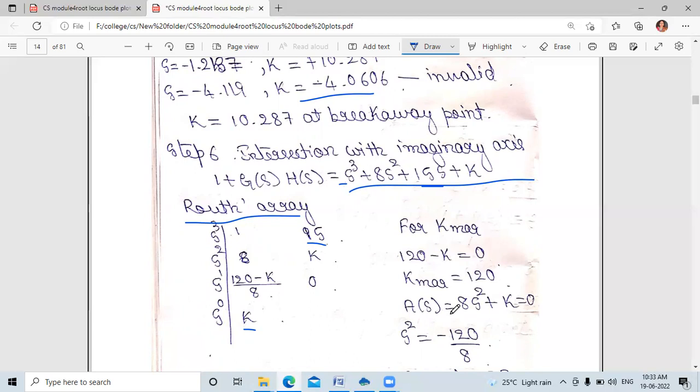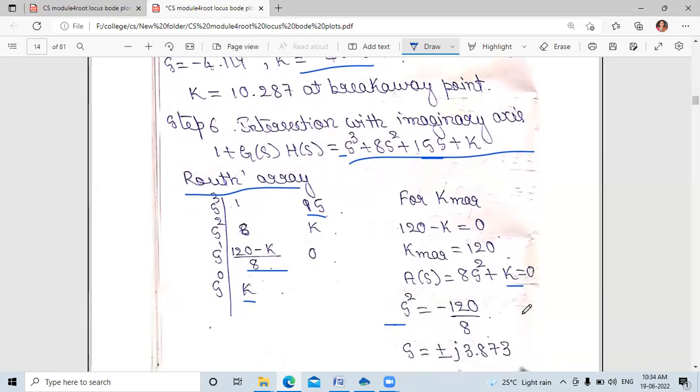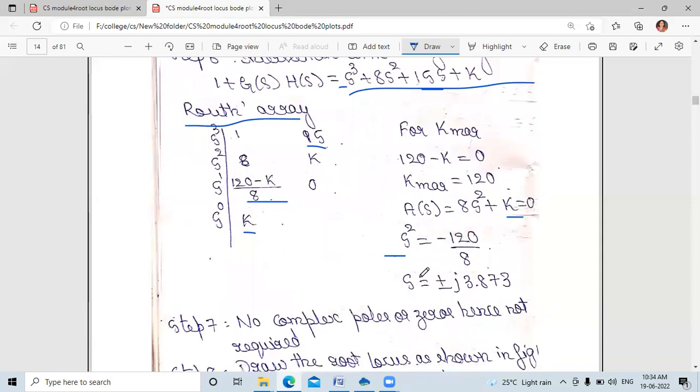So A(s) equals 8s square plus K equals 0. We want the roots, so we need to find out s. We cannot find it from the previous equation, so take A(s) equals 8s square plus K equals 0. You know the value of K, so substitute it. So s square equals minus 120 divided by 8. So the s value is plus or minus j 3.873.